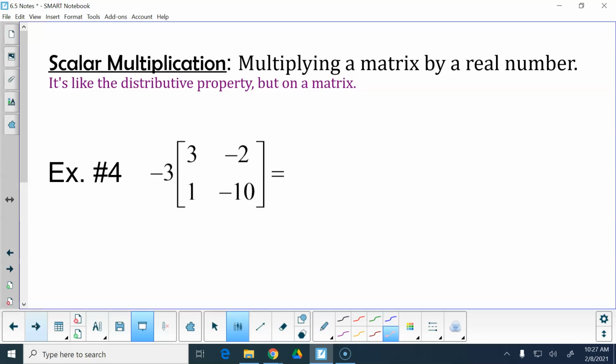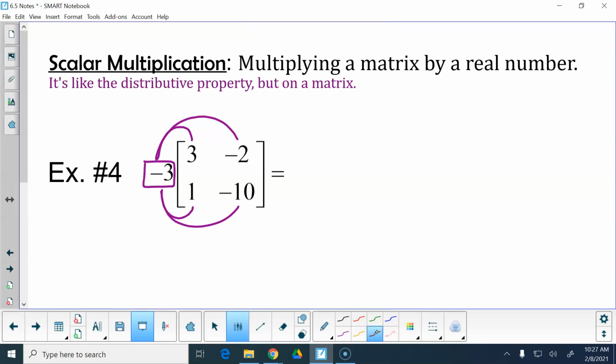And I took matrix multiplication and I broke it up into the two parts. The first part, the important part, can you do it, can you not do it, is Tuesday's video. Wednesday's class will be all about the actual multiplication of two matrices. Scalar multiplication is different than that. Scalar multiplication is like the distributive property just on a matrix. So what you're going to do is you're going to take this outside of the matrix value and you are going to distribute it into all of the elements inside the matrix.